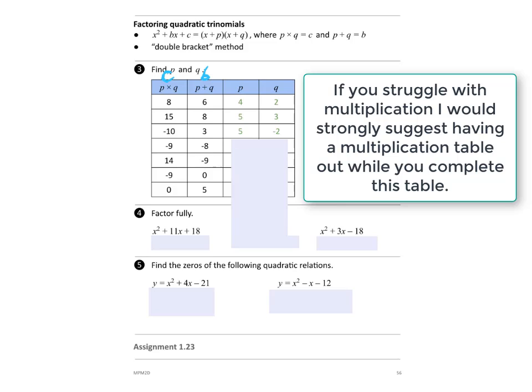Okay, now we have negative 9 is our multiplication, and negative 8 is what we add to. What two numbers? Well, let's consider the factors of negative 9. Factors of 9 are 1, 3, and 9. Which of those, and it could be any combination of the two, will add to negative 8? Keep in mind, if you're multiplying and you get a negative number, that means one's negative, one's positive.